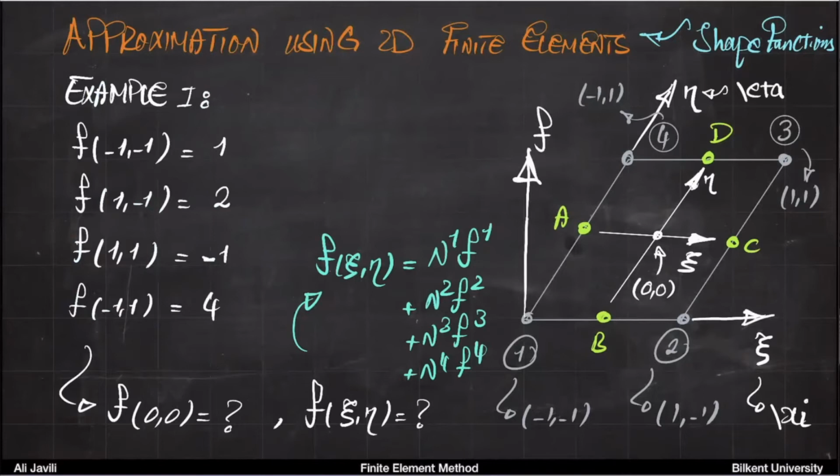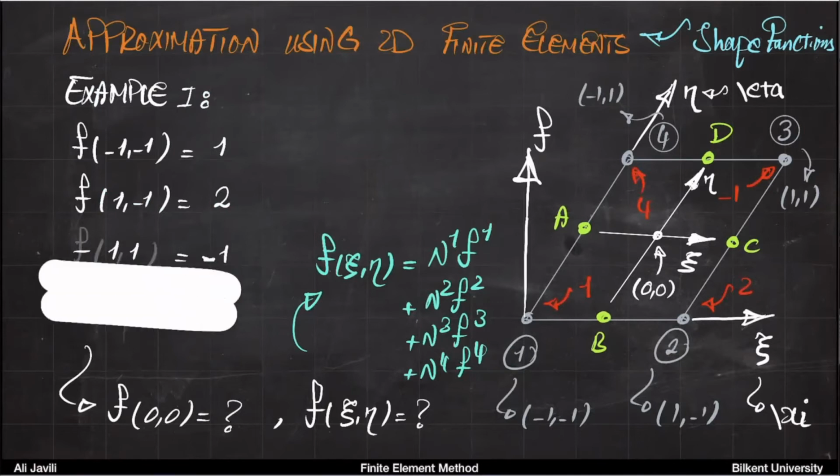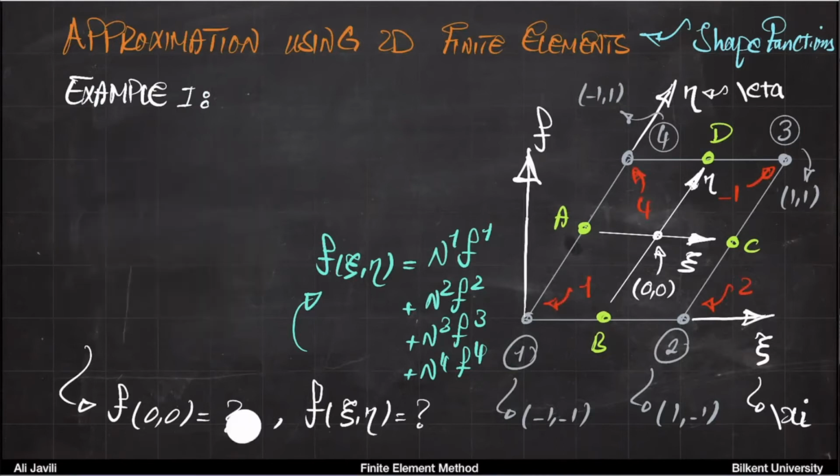Does that make sense? So what I want to do now is to use those shape functions with these values. Again, if I want to write the values here, we want something that is 1 at node 1, it's 2 at node 2, it's minus 1 at node 3, and it's, let's say, 4 at node 4. So this is the first example.